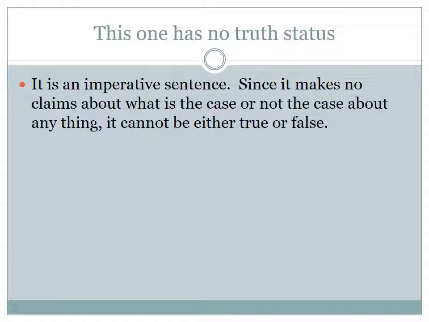The reason it is neither true nor false is because it makes no claims about the world, right? It says nothing about the world outside of us. It simply says close the door. And so someone says, well, yes, but what if the door is closed? Well, no, no, no. That makes the sentence "the door is closed" true, right? The sentence "close the door" isn't going to be ever true or false. It's an imperative. It doesn't say anything about anything.